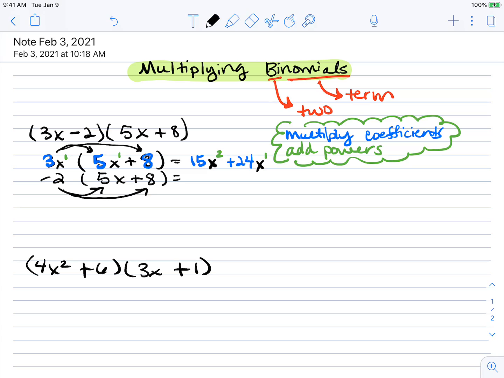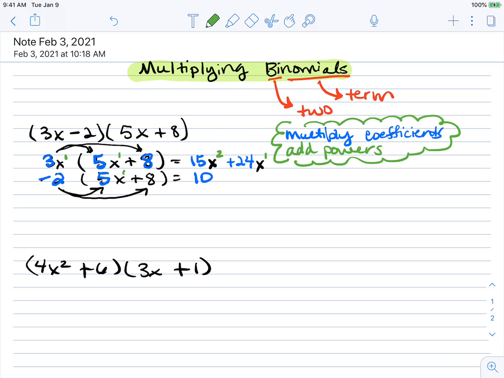So I'm going to multiply the coefficients. I'm going to multiply my -2 times my 5, and that's going to give me -10. And this guy doesn't have an x term, but this guy does. And he really has an x to the power of 1.